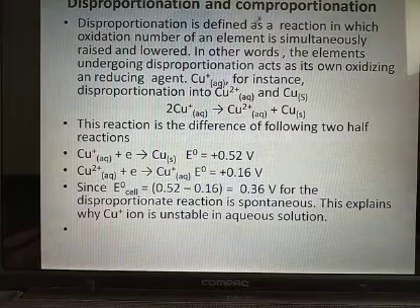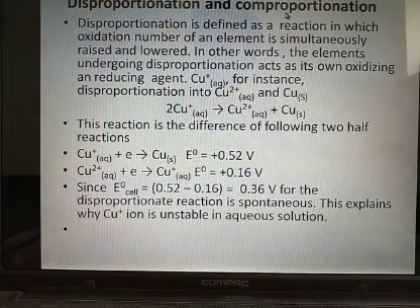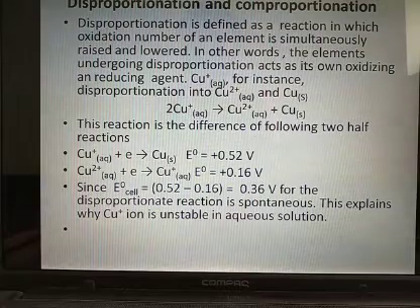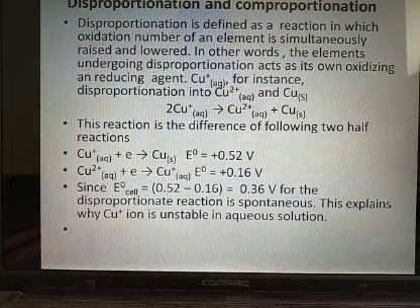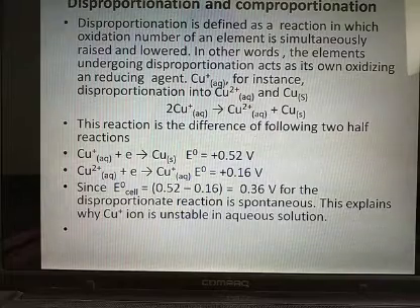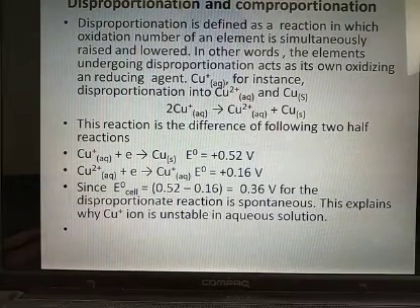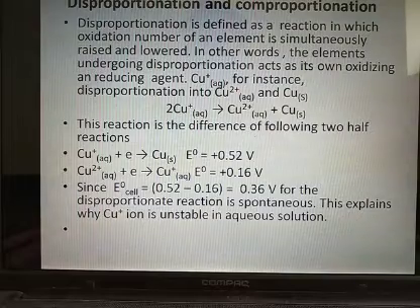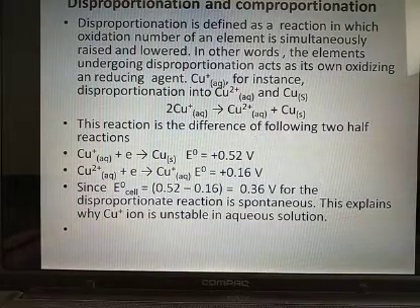Then disproportionation and comproportionation. Disproportionation is defined as a reaction in which the oxidation state of an element is simultaneously raised and lowered. In other words, the element undergoing disproportionation can act as the oxidizing agent as well as the reducing agent. You can see copper undergoing disproportionation into copper 2 plus and copper. One is gaining an electron, that is reduction, and the other undergoes oxidation.